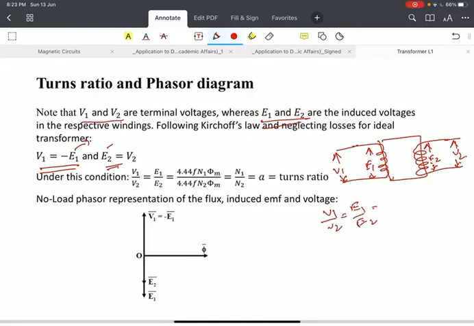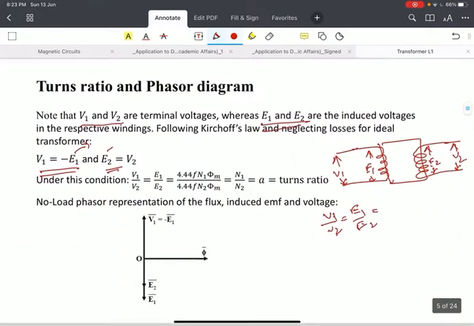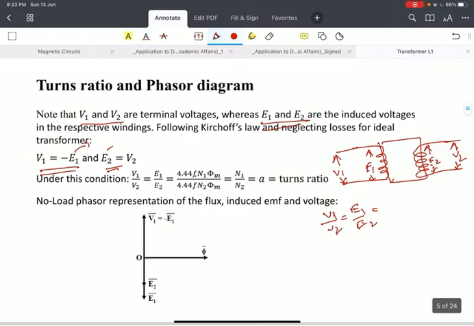If we substitute the equations which we discussed in the previous class, we can understand that 4.44 f phi m and all these things are the same. Therefore the only different thing is N1 by N2, which is equal to a, the turns ratio. So you can understand from this that V1 by V2 is equal to N1 by N2.